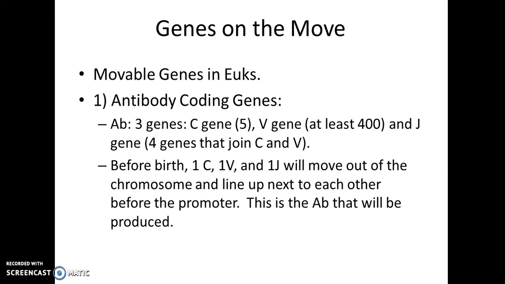We have the C gene, which codes for the constant region. There are only 5 different of those. The V gene, which is the variable region, and you have at least 400 of those. And then you have the J gene, which binds the C gene and the V gene together. Before birth, in each cell, 1 C gene, 1 V gene, and 1 J gene will move out of the chromosome and line up next to each other in front of a promoter. And this will be the antibody that the B cell produces. This only happens in B cells because those are the cells that produce antibodies.